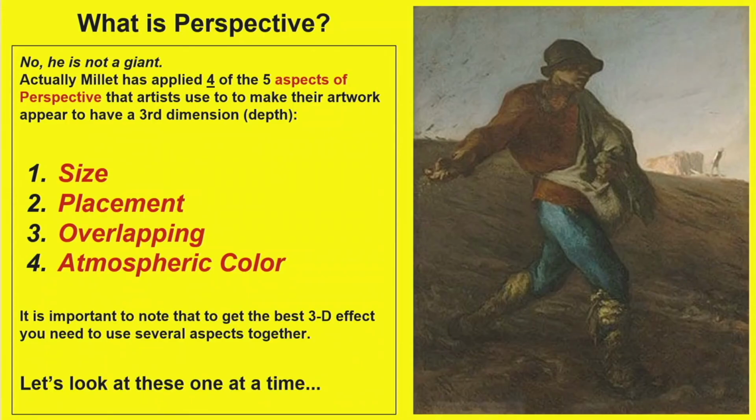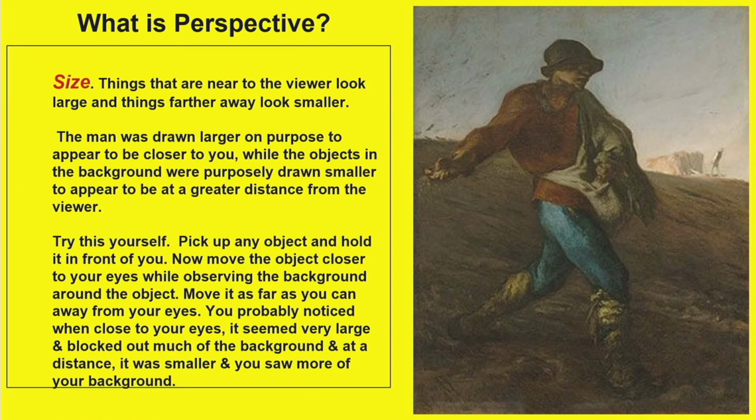Actually, Millet is using 4 of the 5 aspects of perspective. The first one is size, the second one is placement, third is overlapping, and the fourth is atmospheric color. Now, it's important to understand that by using just one of these, you're not going to achieve 3-dimensionality. You have to actually use several of them together to do that. Let's look at them one at a time.